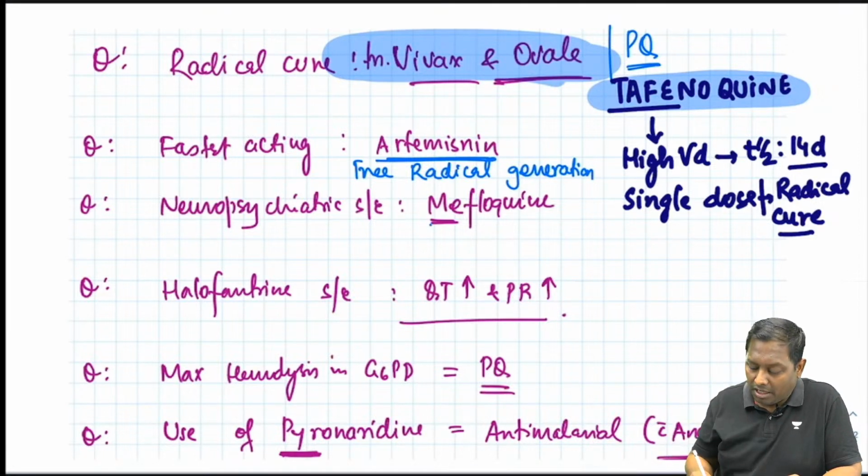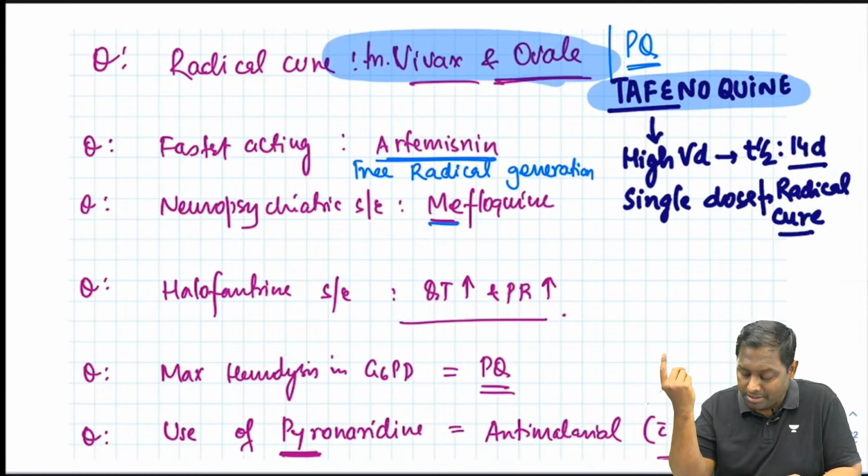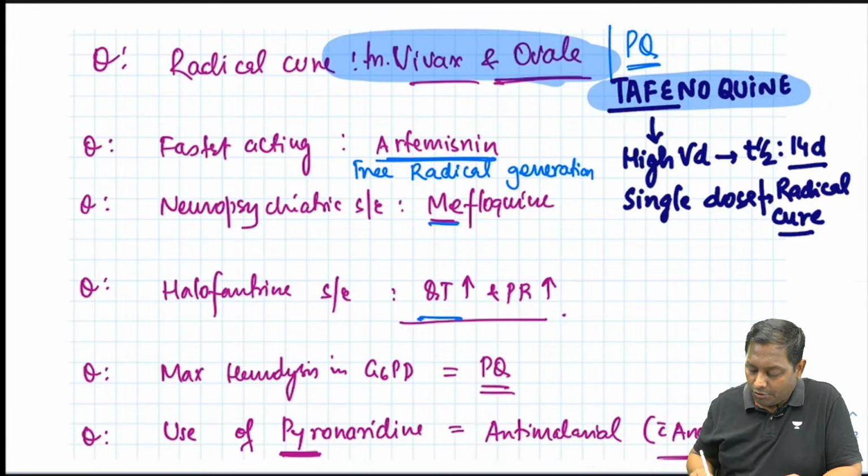Neuropsychiatric: mefloquine makes the mood bad. And in the tubercular drug, I told you cycloserine, cycloserine makes you psychiatric. Halofantrine causes QT prolongation and remember hemolysis maximally with the primaquine. I have told you already.